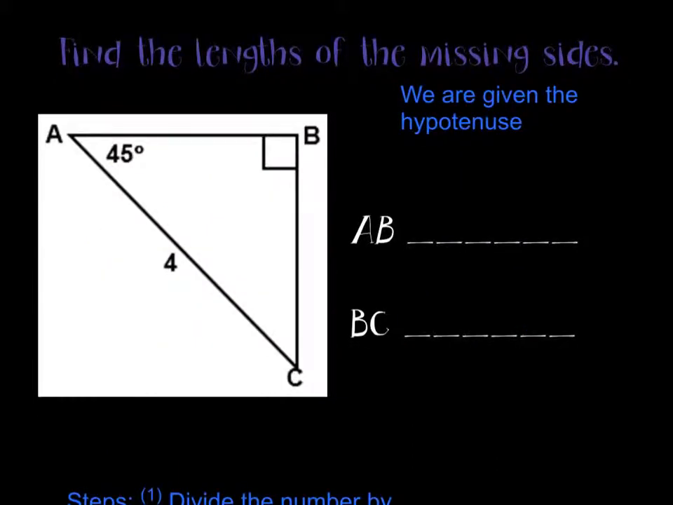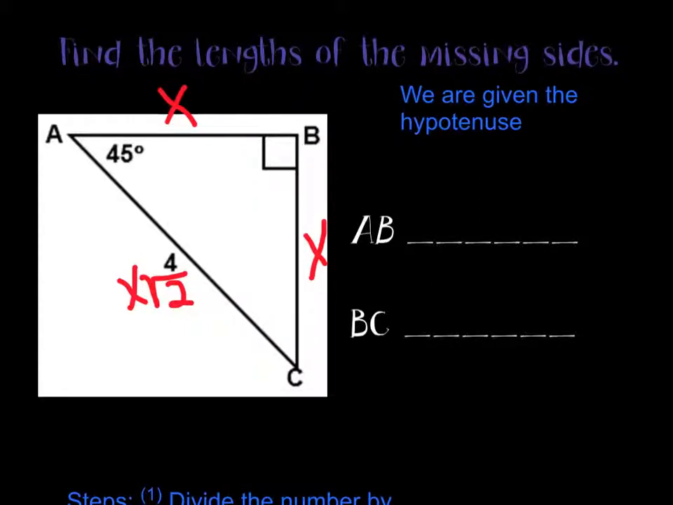Our next problem says to find the lengths of the missing sides. We're given a triangle that has the value of the hypotenuse. Let's start by labeling each side. Side AB is representative of x. Side BC is representative of x. And side AC is equal to x square root of 2.